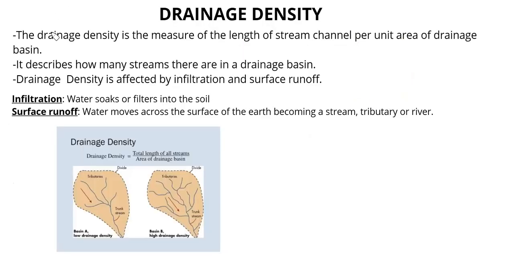Now, let's move on to drainage density. Drainage density is a measure of the length of stream channel per unit area of drainage basin. It describes how many streams there are in a drainage basin. So if you've got more streams, it means high drainage density. Fewer streams, low drainage density.